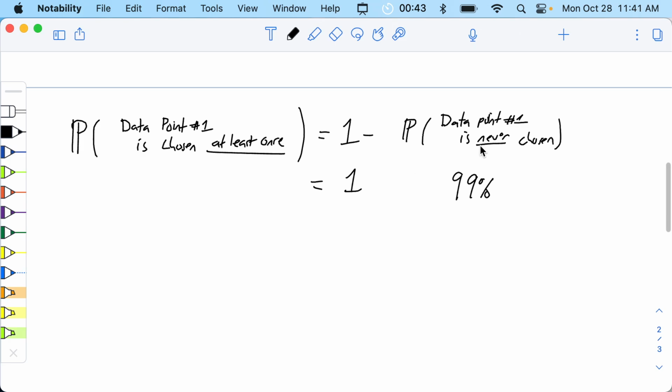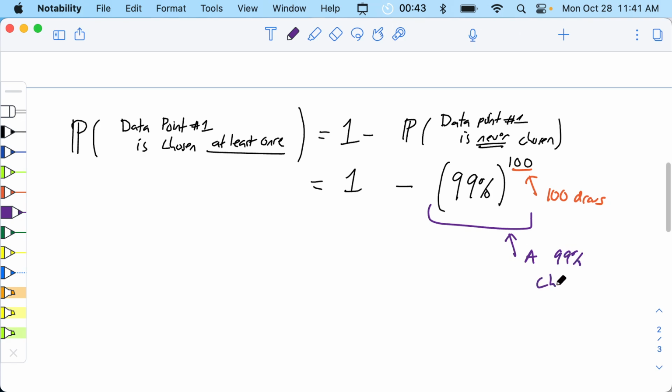What is the chance it's never chosen? It has to not get chosen 100 times in a row. That's 99% times 99%, 100 times. So this is 100 draws, and there's a 99% chance it has to happen 100 times in a row. Okay, and that's the answer. So most people got it. I think most people know what's going on. Questions or comments about that one?